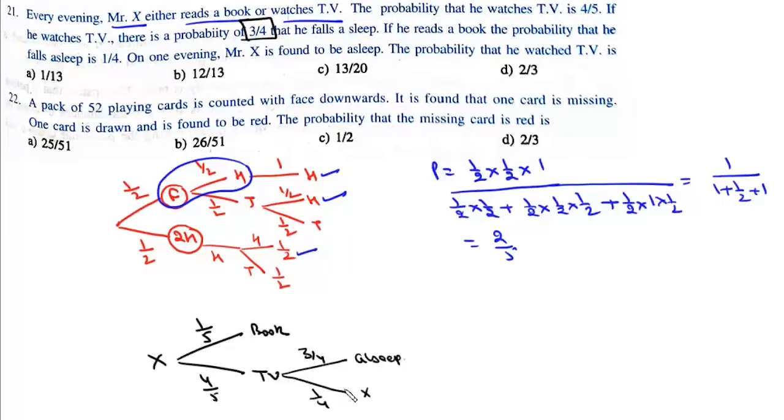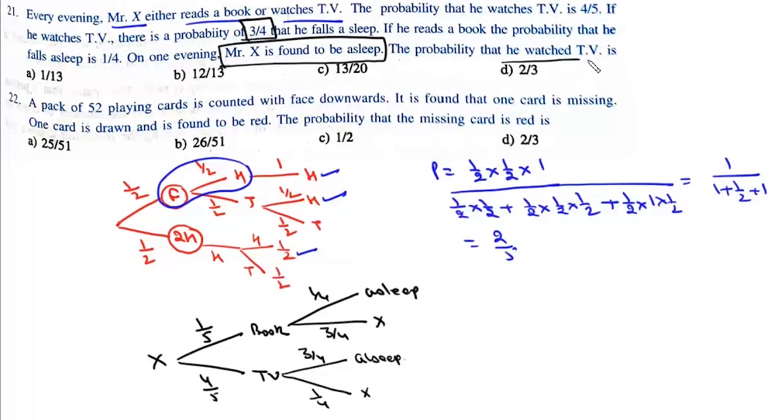And if he reads a book, the probability that he falls asleep is 1 by 4. So while reading a book, he'll fall asleep with the probability 1 by 4. And he doesn't sleep with the probability 3 by 4. Now, on one evening, Mr. X is found to be asleep. Find the probability that he watched TV. So, this again is a case of Bayes' theorem. So, he's found to be asleep. We need to find the probability that he was watching TV.